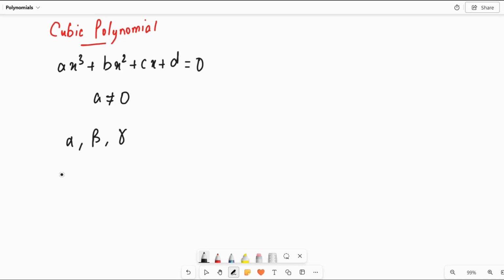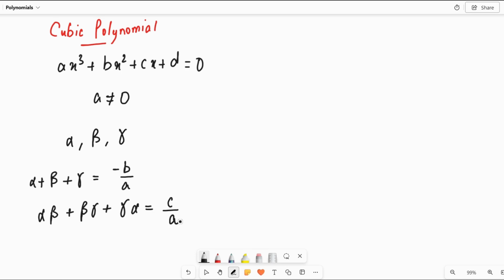The first one is the sum of zeros, that is alpha plus beta plus gamma, which is equal to minus b by a, that is the negative of the coefficient of x square divided by the coefficient of x cube. Then the second is the sum of products of the zeros taken two at a time, that is alpha into beta plus beta into gamma plus gamma into alpha, which is equal to c by a, that is the coefficient of x divided by the coefficient of x cube.